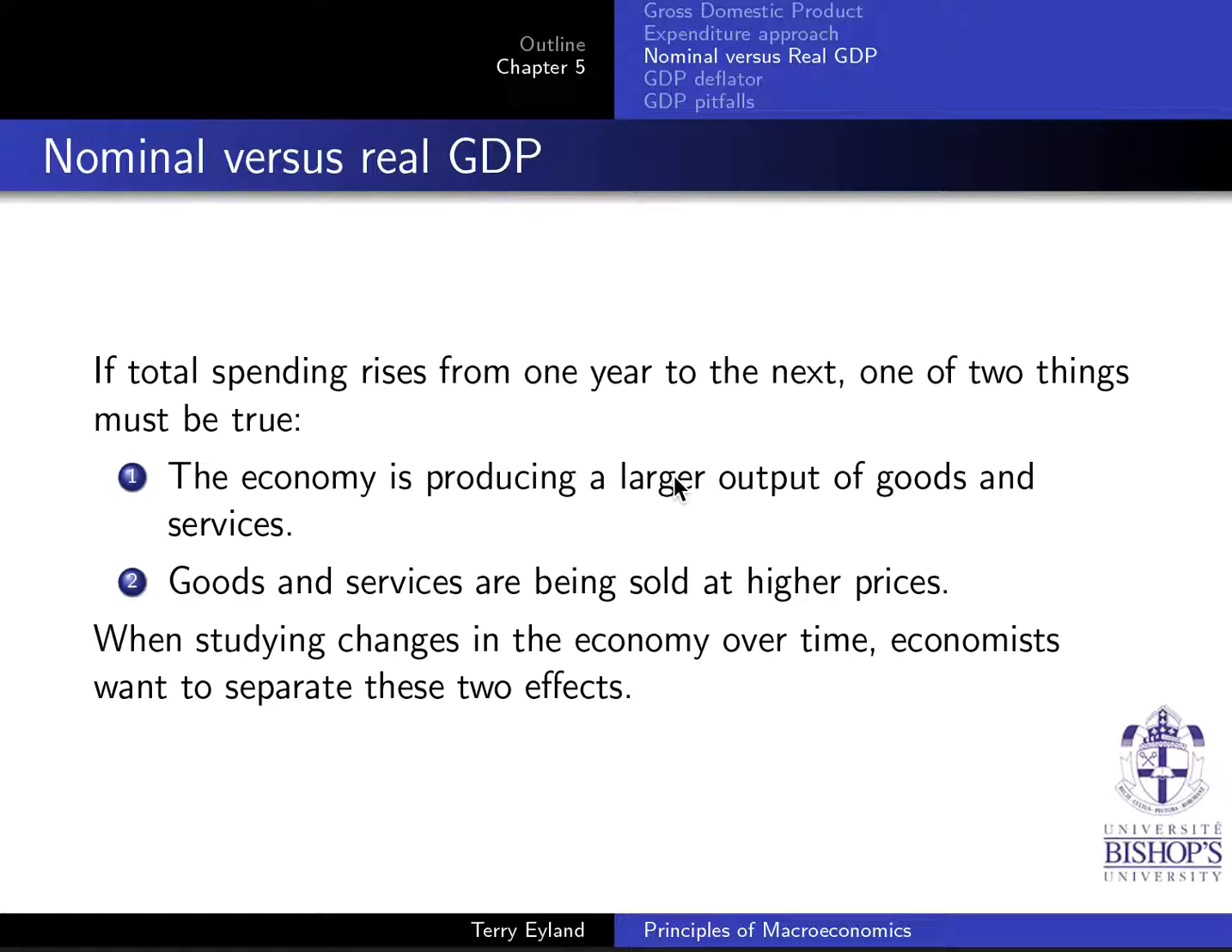So if total spending rises from one year to the next, or total GDP goes up from one year to the next, one of two things must be true. The economy is either producing a larger output of goods and services, or the goods and services are being sold at a higher price. That's the case when we have nominal GDP. So when studying these changes over time, economists wanted to separate these two effects, and that's why we have real GDP. Otherwise, if we were just to look at nominal GDP, since prices go up and quantities may go up from one year to the next, it's really hard to establish what's due to a change in price and what's due to a change in quantity.